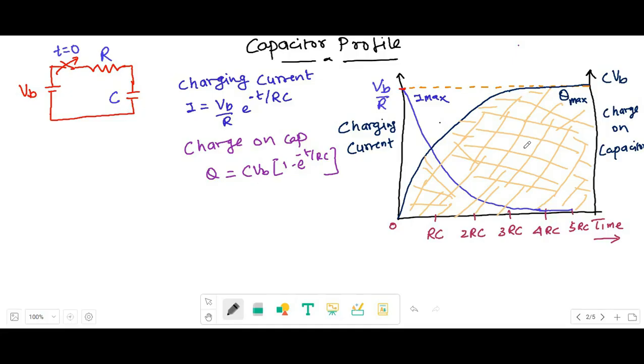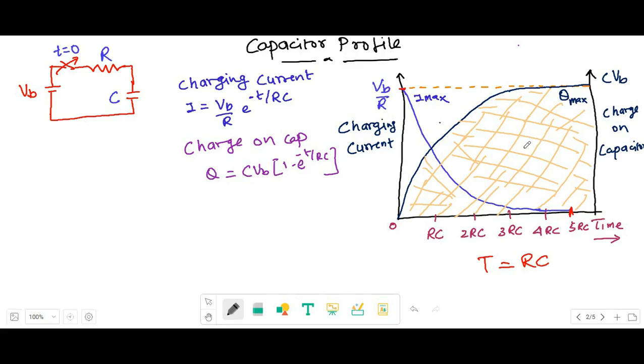So what you see here, at the 5 time constant, at 5t, 5RC, what is your t? The time constant t equals RC. At 5t, at 5RC, your capacitor charges to its maximum capacity, maximum charge Q at this point. And if you look now, there is no further flow of current. So you can say the current is zero, almost close to zero.